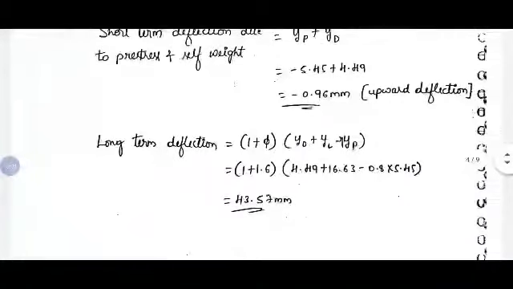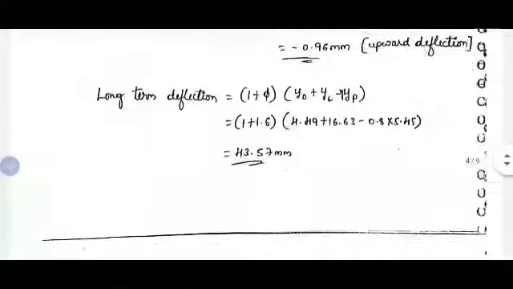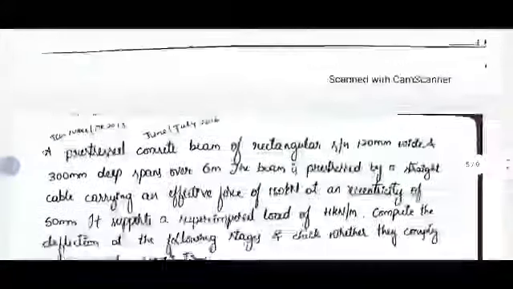Now long term deflection, we have (1 plus phi) into yd plus yl minus neta np. Neta is the loss ratio and phi is the creep coefficient. 1 plus 1.6 into 4.49 is the dead load deflection, 16.63 is the live load deflection, minus 0.8 into 5.45, that is the deflection due to prestressing force. On simplifying we will get 57 mm as the overall long term deflection.